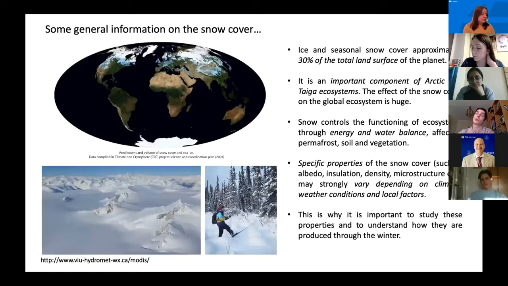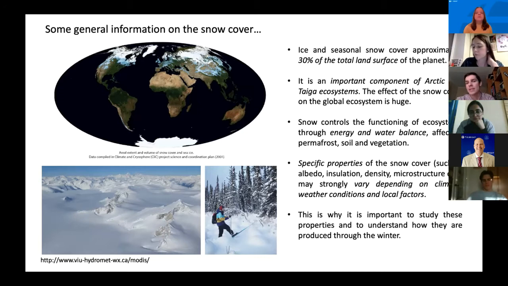I'll start with some general information on the snow cover and why it is important to study snow and how it could be used. So ice and seasonal snow cover covers approximately 30% of the total land surface area of the planet. So it's a huge territory, and it's essentially important for Arctic and taiga ecosystems because the effect of snow cover on the global ecosystem is huge. Snow controls the function of ecosystems through energy and water balance, and it also affects permafrost, soil and vegetation, and also humans.